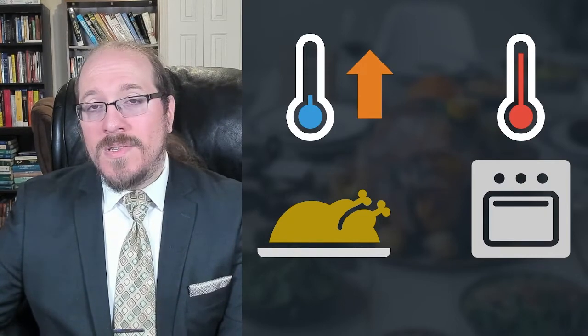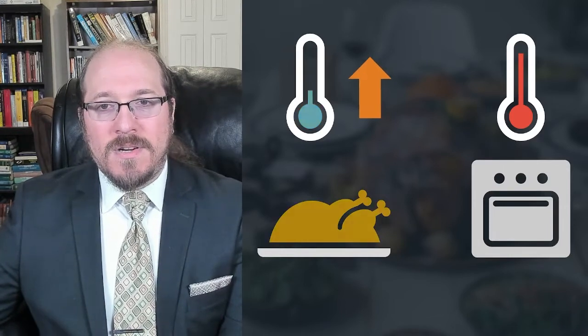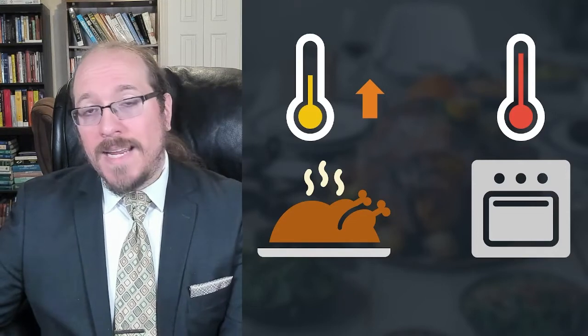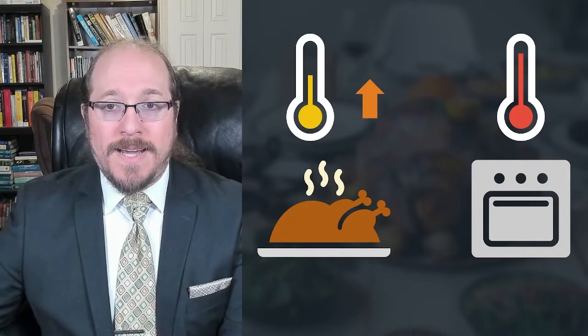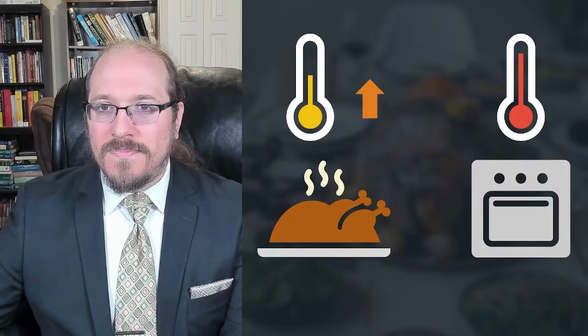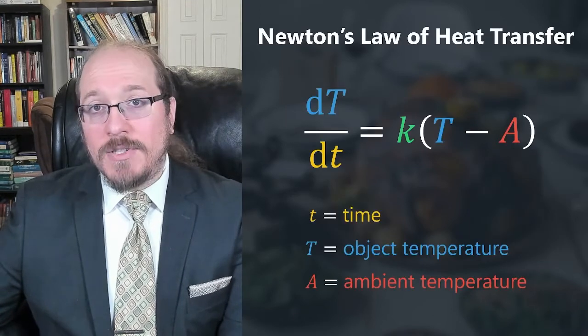That big difference will make the turkey start heating up pretty quickly. But as the turkey's temperature gets closer to the ambient temperature of the oven, that heating process will start to slow down, and each extra degree will take just a little bit longer. What we've just described here is known as Newton's law of heat transfer.